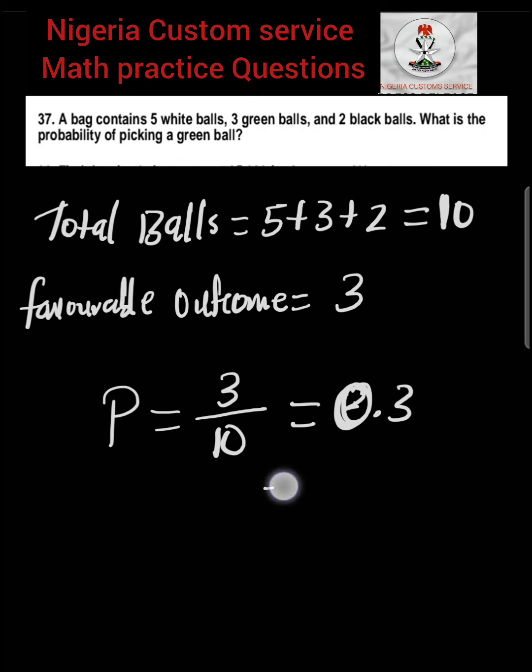And if the option is given in percentage, 0.3 in percentage, we just multiply it by 100, which is going to give us 30%. So this is how to answer this question.